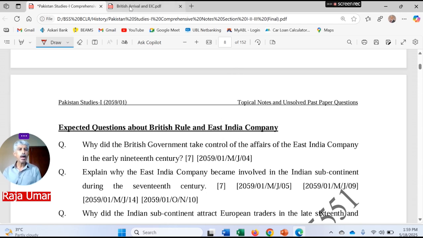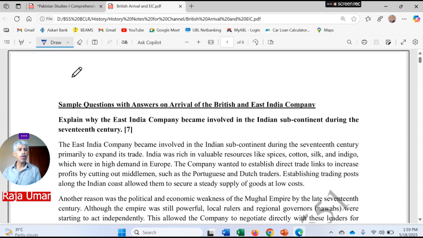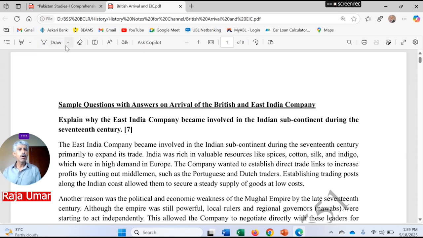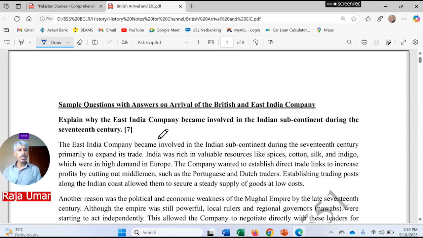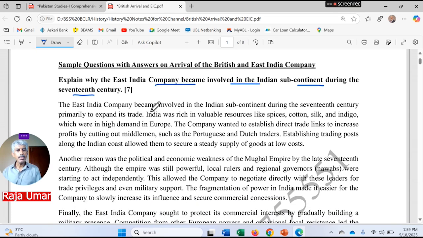Now, here I have designed few questions related to this topic today, that how the British were able to take control over India. Explain why the East India Company became involved in the Indian subcontinent during the 17th century. So number one, the East India Company became involved in the subcontinent during the 17th century primarily to extend its trade. That is the point.